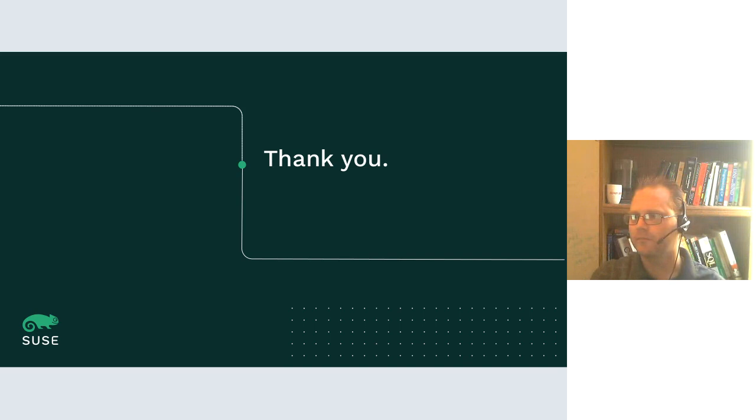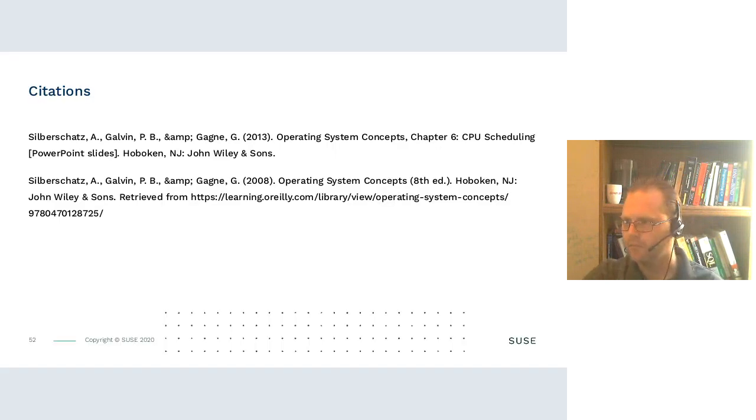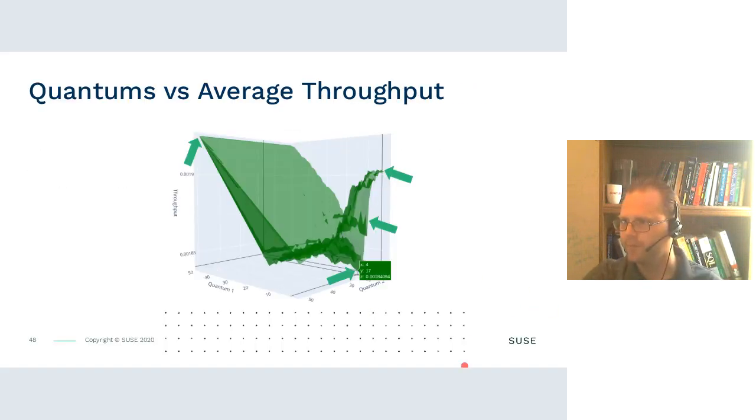Can you go back to the throughput slide? You want to see the throughput? Yeah. So you said that the high points are bad. Isn't it actually that they are good because the throughput is larger? Well, we want to minimize the average throughput time. Yeah, sorry. Okay. So it's the average throughput. So we want to minimize the time that it takes for all of the processes to complete, is what that means. Okay, thanks.